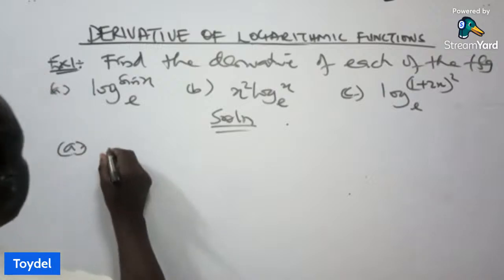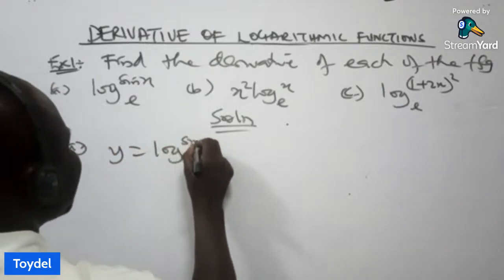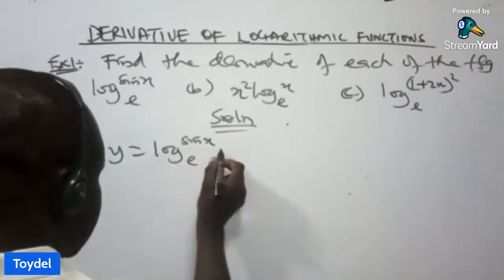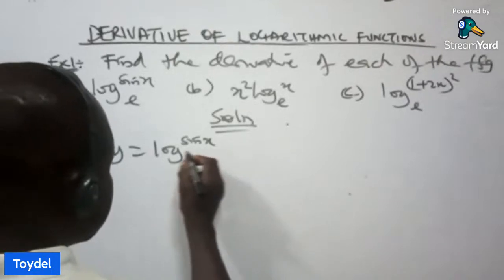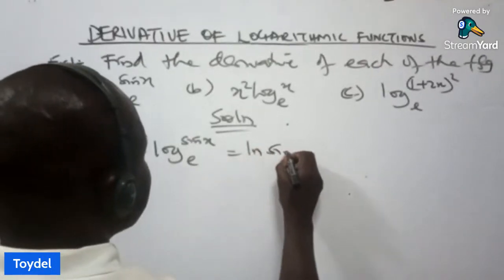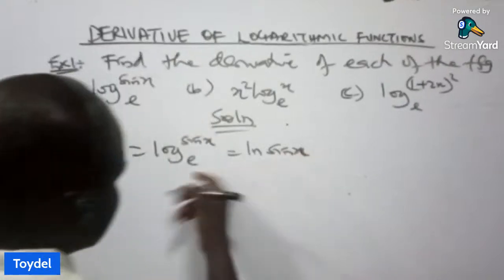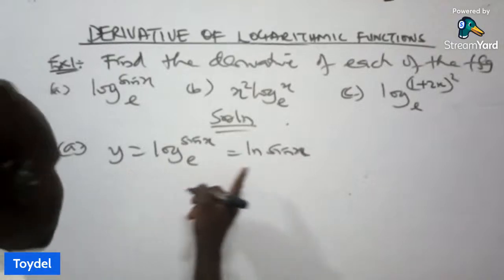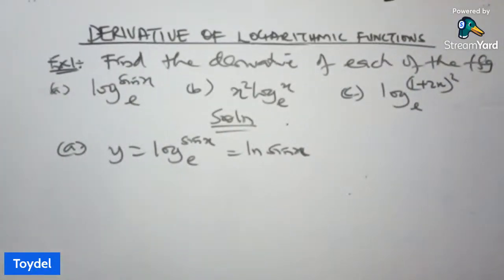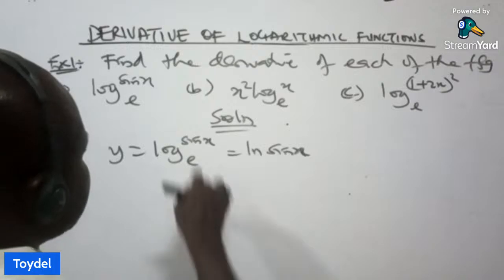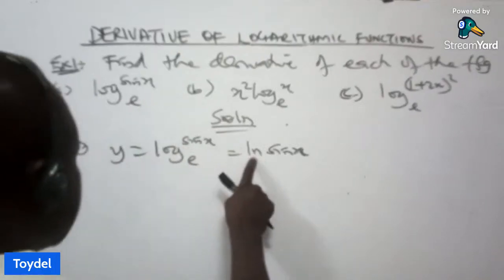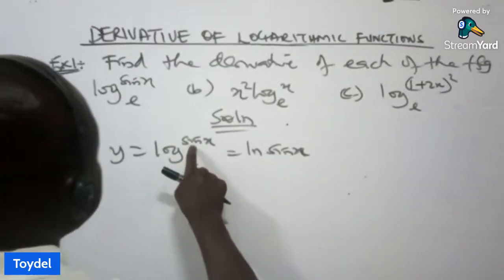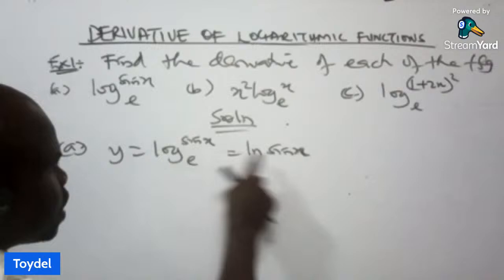We have y equal to log sine x to base e, and log to base e is the same thing as ln. So y is ln sine x, because natural logarithm is called ln. We can do this directly, but since this one is not an ordinary value, it is a trigonometric function, we can represent it as something.